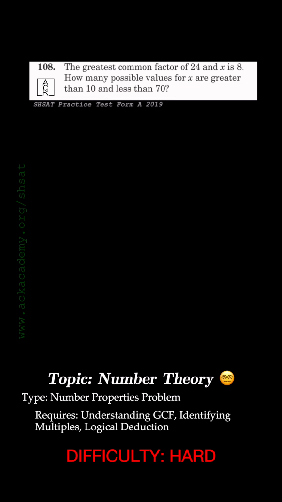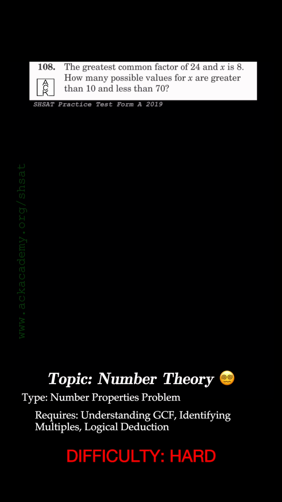Alright. So basically, this is asking us for numbers that meet these conditions: x has to be greater than 10 and less than 70, and the greatest common factor of 24 and x is 8. So it has to be such that 8 is the greatest factor that goes into 24 and x. Okay?